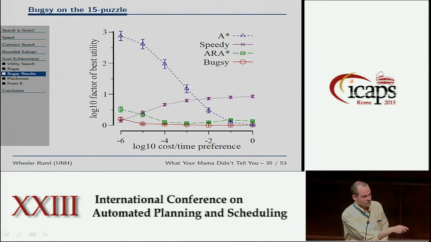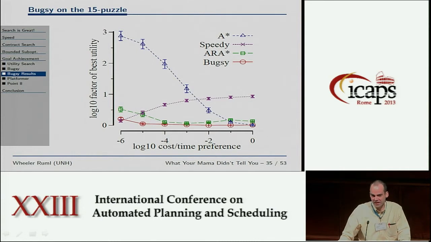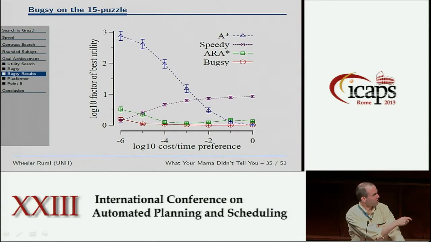And along the x-axis here, we have various utility functions. Over here, cost is the only thing that matters. So A star is able to achieve very good utility. This here is how much worse your utility was as a factor of the best achieved utility. So you can see A star does very well, but for utility functions over here, where we really care about solving time, A star performs much worse, and speedy search does much better. But along the bottom, all the way across, is our Bugsy algorithm, best first utility guided search, yes. It does very well all along.